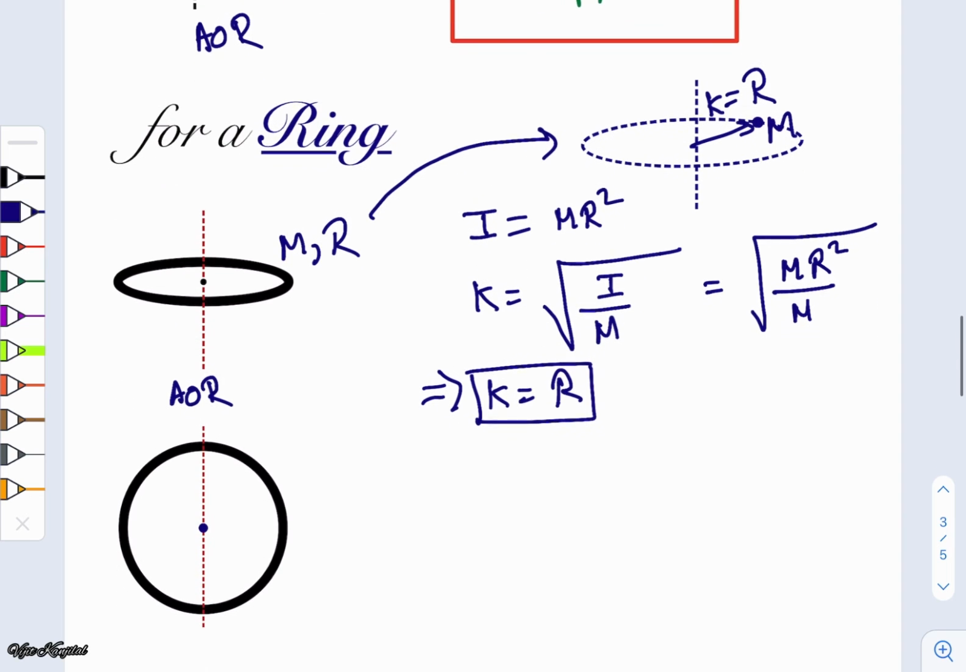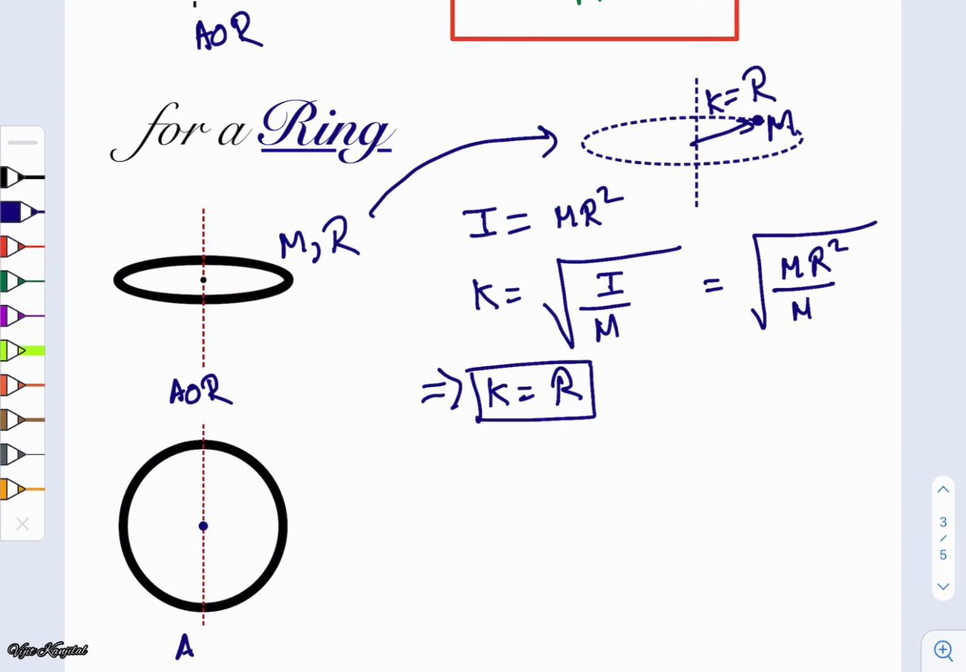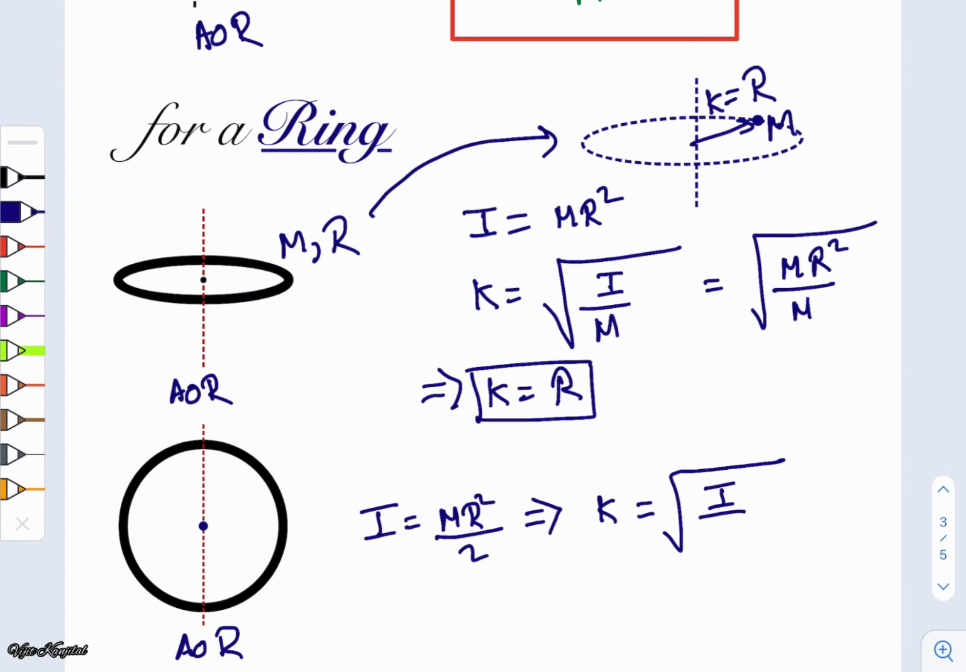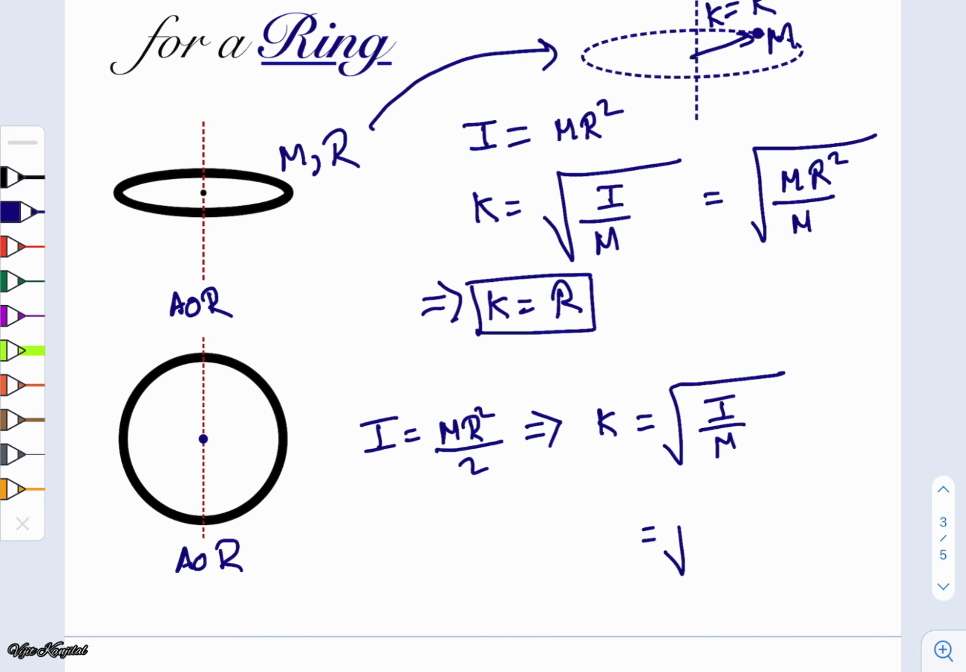Similarly, if the axis of rotation is passing through the center and it is lying in the plane of the ring, what is the radius of gyration? So in this case, I would be nothing but mr square by 2, that we have already calculated. So what would be the value of k in this particular case? K would be simply root over I by m, that is, root over mr square by 2 by m. K is nothing but r by root 2.